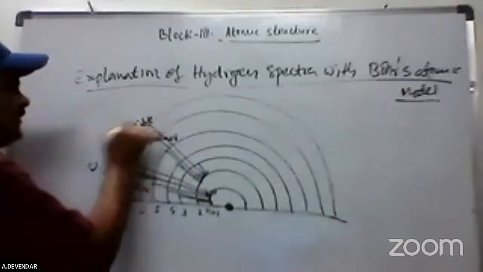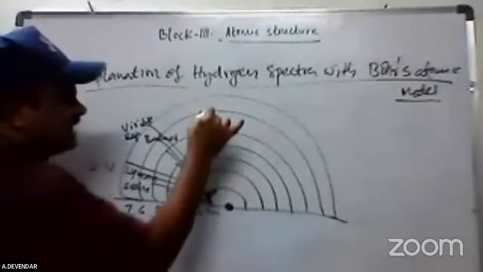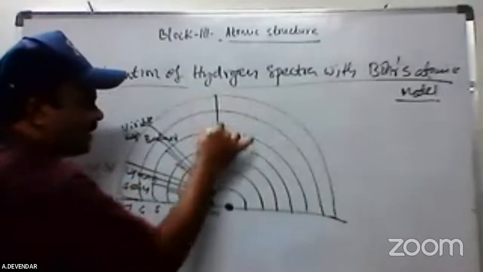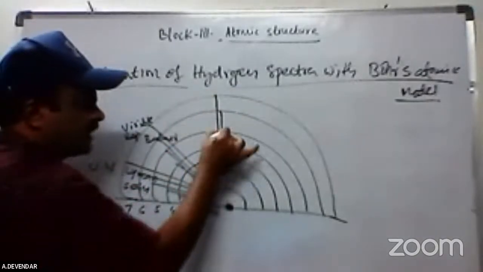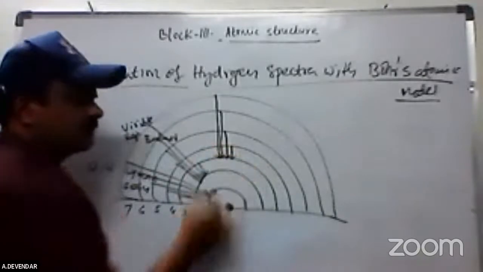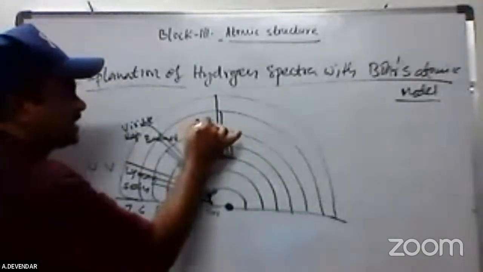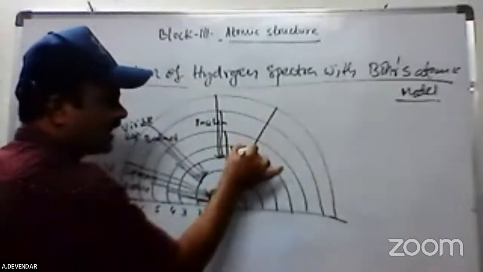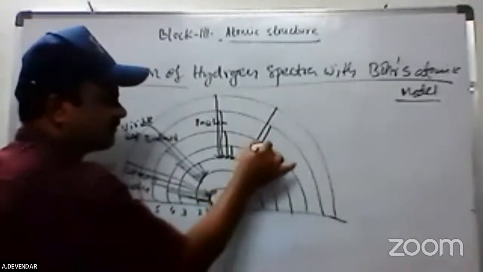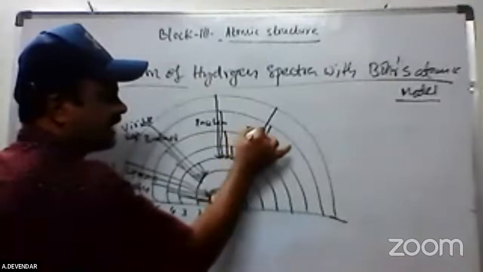Similarly, from higher orbit to the third orbit only, this is called the Paschen series. From higher orbit to the fourth orbit, this is called the Brackett series.